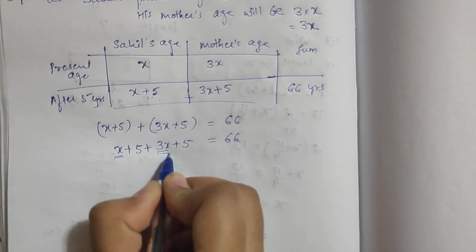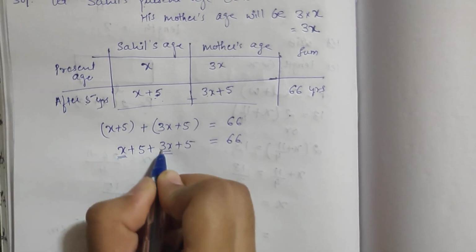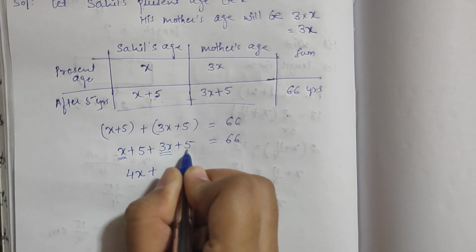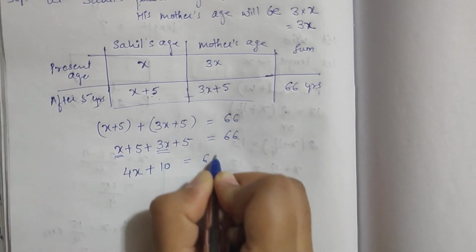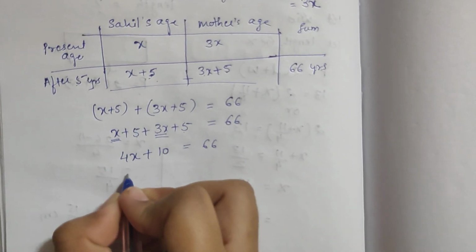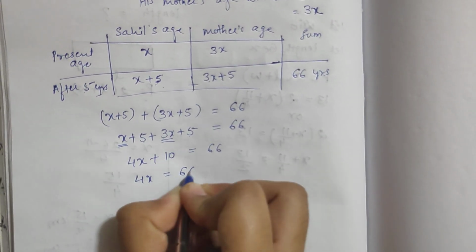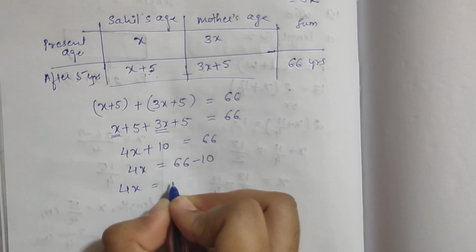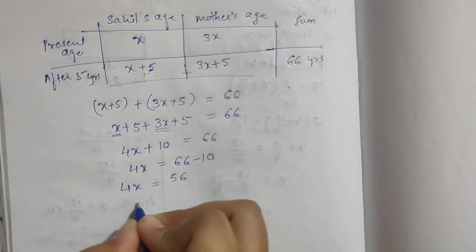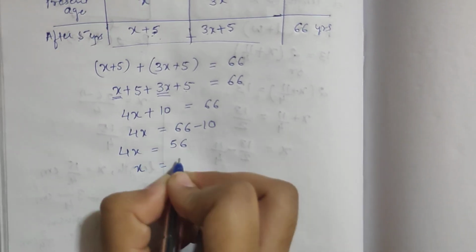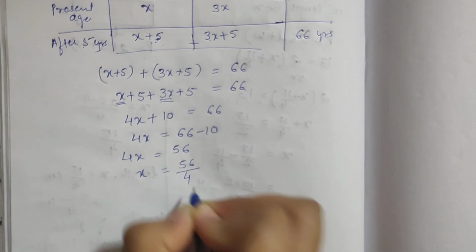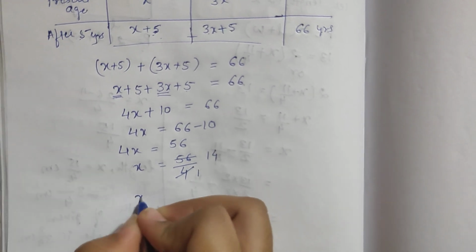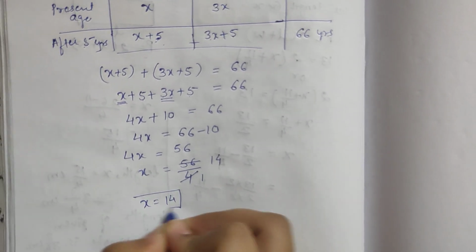Now x and 3x are like terms, so can we add them? 3 plus 1 is 4. So we can say it is 4x plus 5 plus 5, which is 10, equals 66. Now by the transpose method we can solve it further. As this is plus 10, it will be minus 10. So 4x equals 56. Now what will be x here? This 4 will go and divide. So 56 upon 4, it will be 14. So the present age of Sahil is 14.